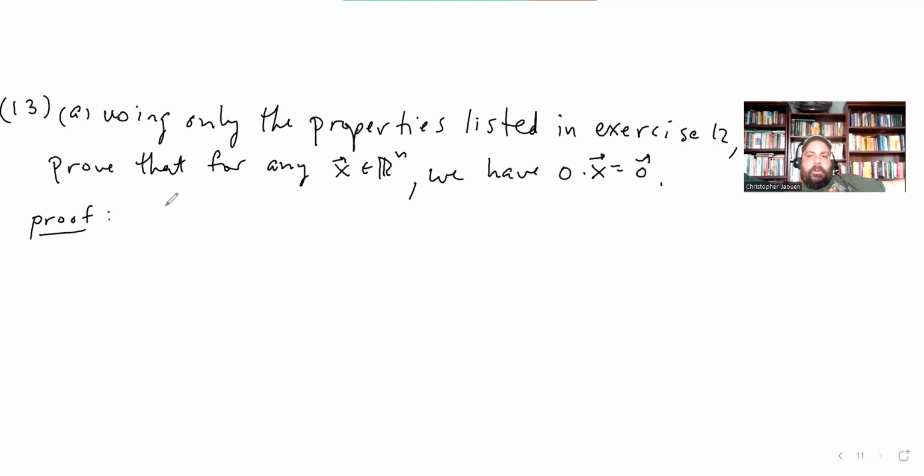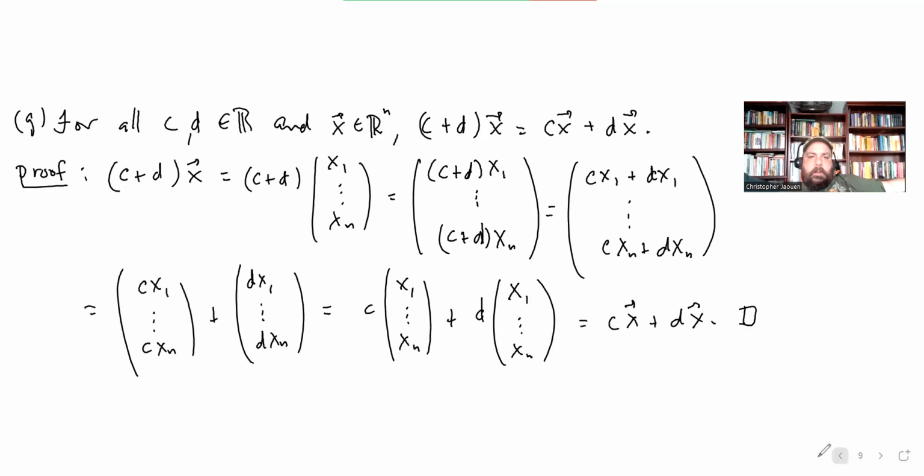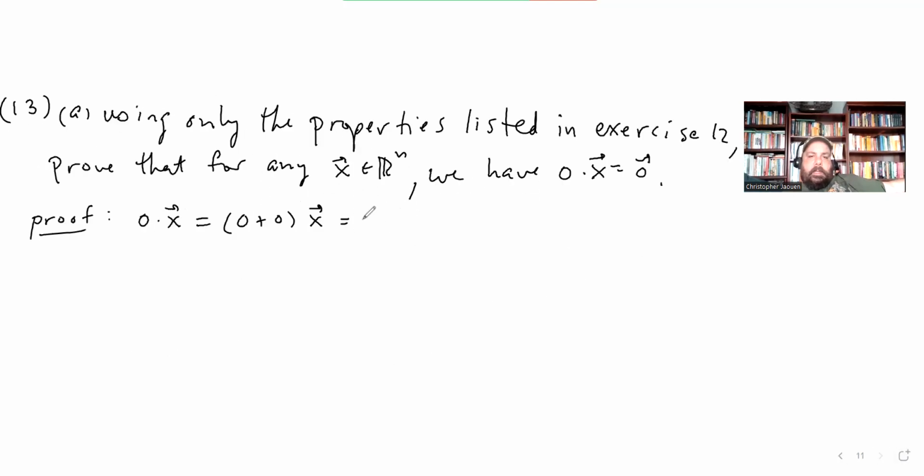All right, so we want to show that 0 times x is the 0 vector, so I'll start with 0 times x. And we know that 0 is the same thing as 0 plus 0, which rule was it that we did? This one here by part G. This is the same thing as 0x plus 0x. Okay, so we get the equation 0x equals 0x plus 0x.